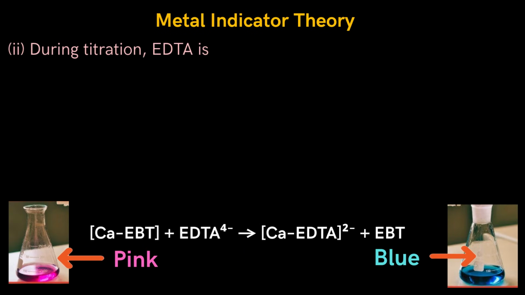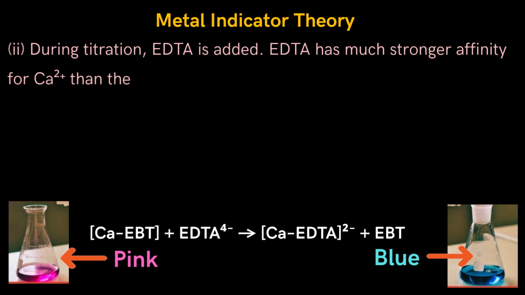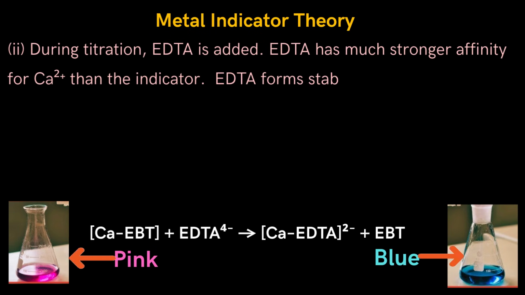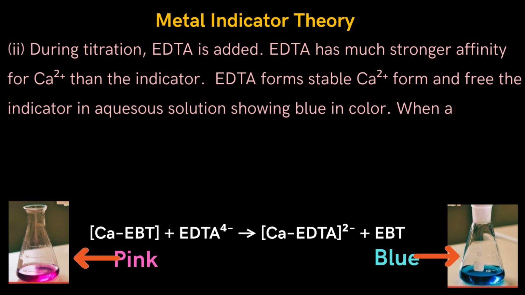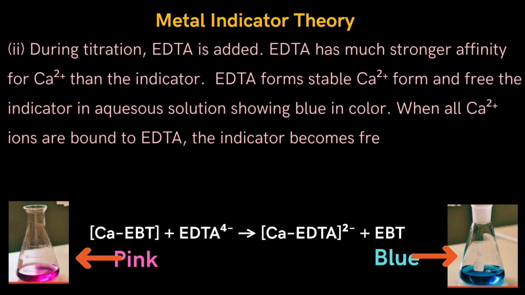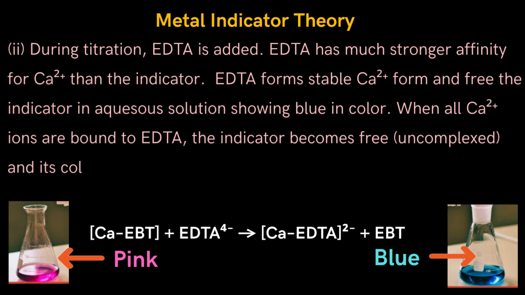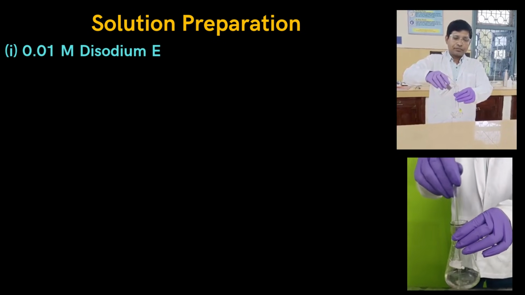Next, the second step is during titration, when EDTA is added. EDTA has a much stronger affinity for calcium than the indicator. EDTA forms a stable Ca2+ complex and frees the indicator, which in aqueous solution is blue in color. When all Ca2+ ions are bound to EDTA, the indicator becomes free, uncomplexed, and its color changes to blue. Here, we will see the solution preparation.